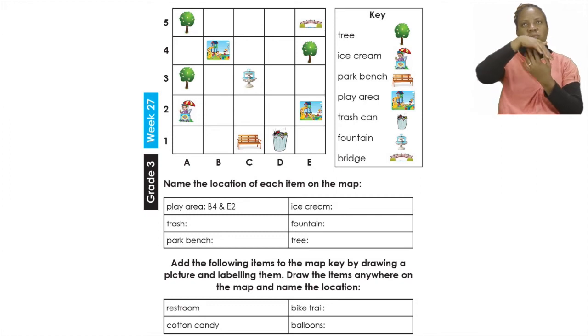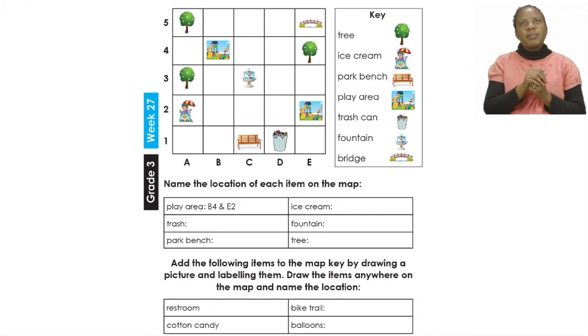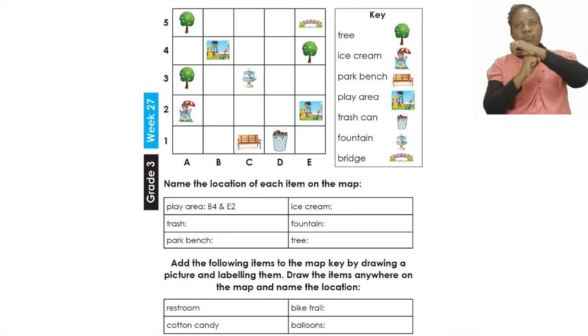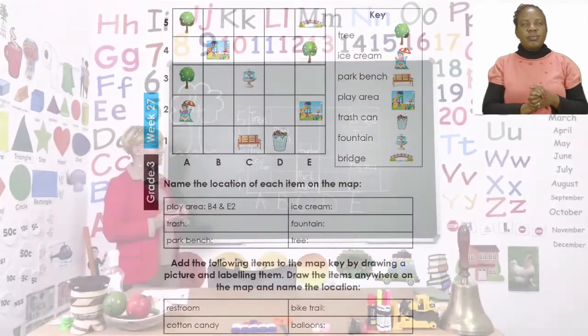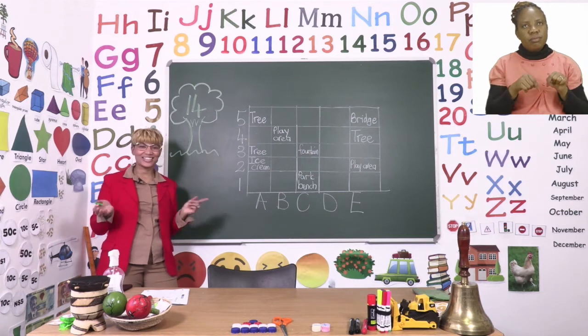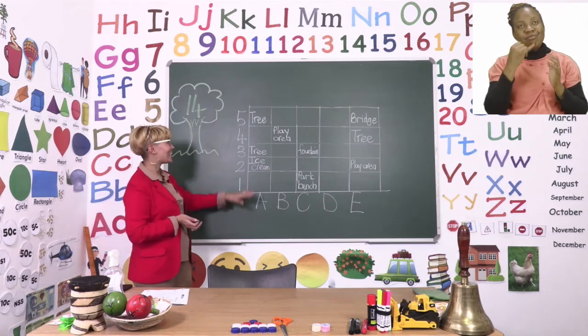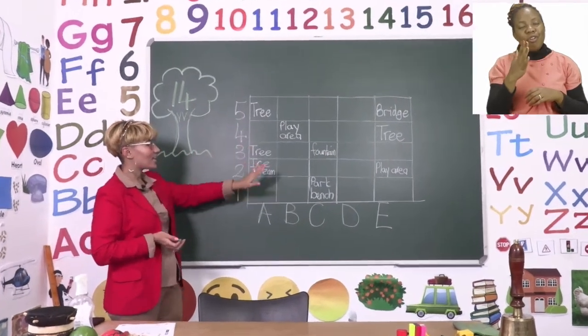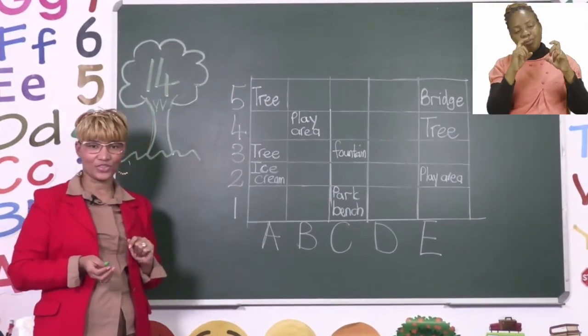Now I'm going to show you how you have to read your grid. On the board, I made a little grid, but unfortunately I couldn't draw all the pictures, so I just wrote in the keys.